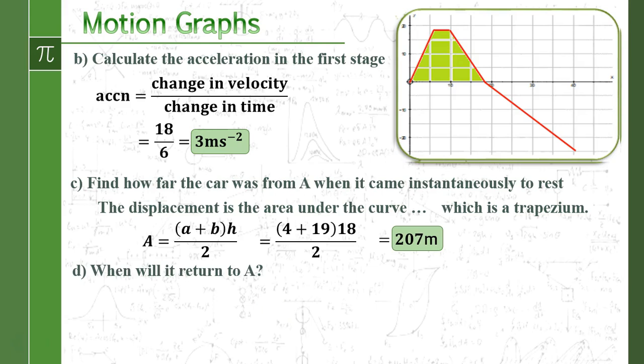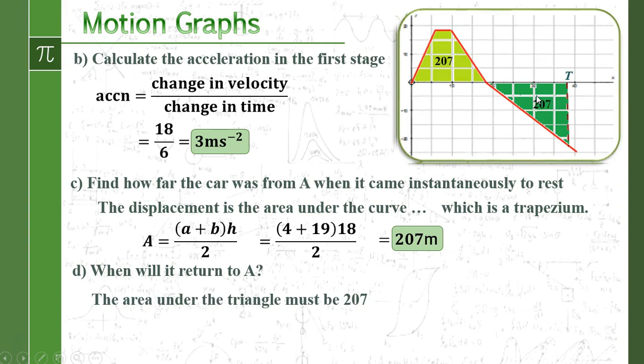And finally, the last part of the question says, when will it return to A? So we've got this section here where it's rolling back down the hill, going back to where it started from, and we'll say the point at which it gets back to A, let's just call that time t at some point on our graph. I don't know exactly where it's going to be, but I'm going to represent that with a t. What we do know, however, is that if it's returned to where it started from, and at this point here we were 207 meters away from our starting point, that means the area under the curve there has got to be 207 as well. So we need to use the area of the triangle to help us figure out that value of t.